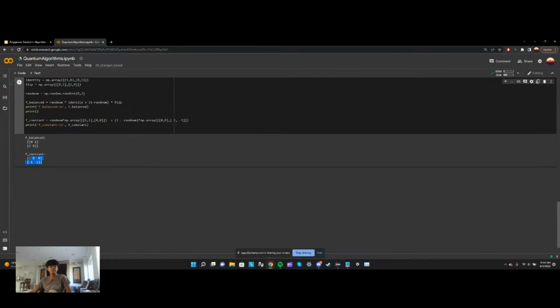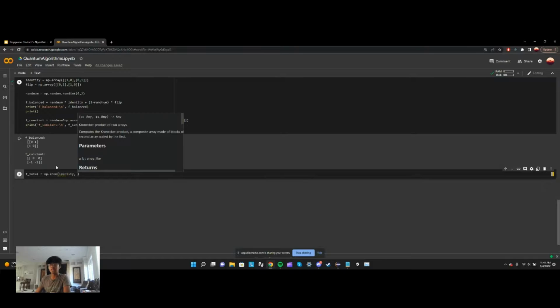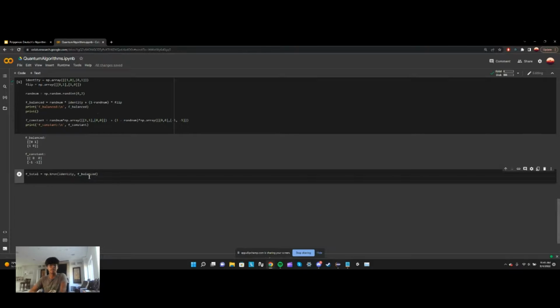All right, so now what we're going to be doing is finding the Kronecker product of the identity and the balance matrix, to get the balanced function result. We're going to be testing it. So we're going to have our f_total equal to np.kron. If you don't understand what Kronecker is, go back to the Kronecker product video, where there's a more detailed explanation. F_balanced, and then simply if we print this.